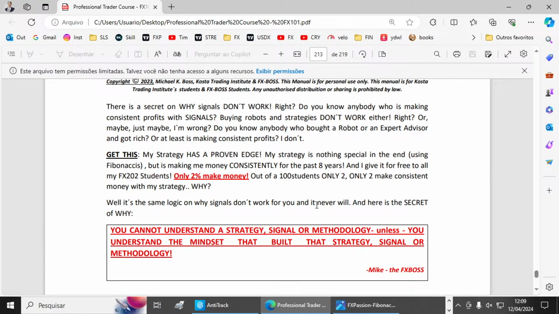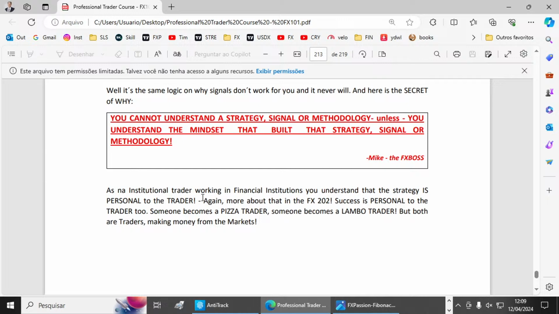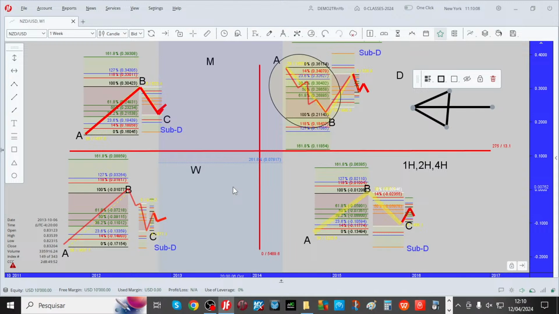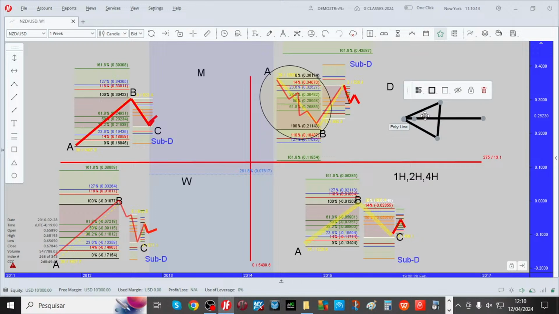And here is the secret. You cannot understand a strategy, signal, or methodology unless you understand the mindset that built that strategy. Wow. Alright everybody, so talking about that, that's the game, right? And it's called alignments.